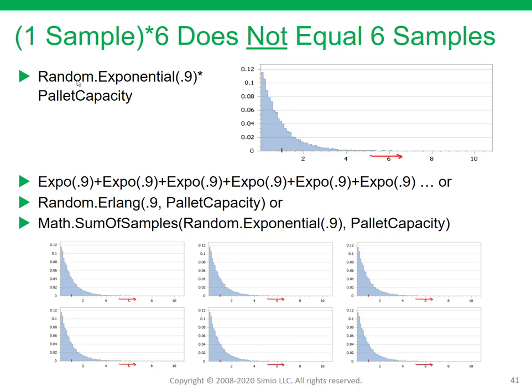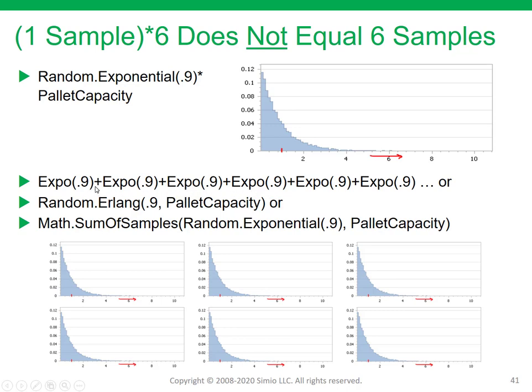But that doesn't really work because this expression incorporates too many extreme values, because what we really need to do is sample from the exponential distribution for each part. And so there are three different ways to do that. One is we could just sum them. So we have expo 0.9 plus expo 0.9 plus expo 0.9 and so on.